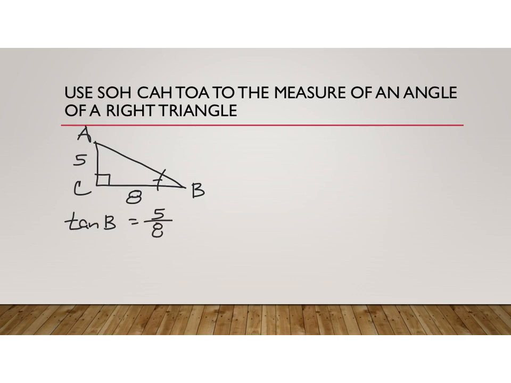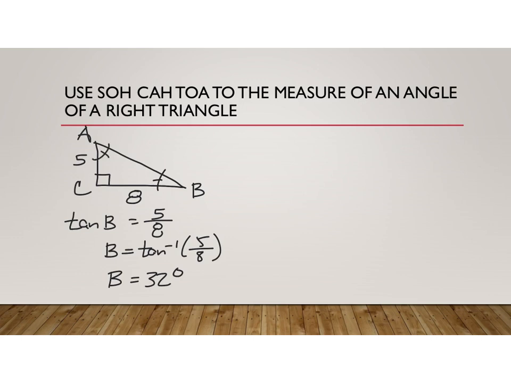Okay, now this is very important. Anytime you're going to be finding an angle measure, you're going to use inverse. So angle B is going to be the tan inverse of 5 over 8. So on your calculator, tan inverse is second tan 5 over 8, which tells me that angle B would be about 32 degrees. So you're finding an angle, use inverse.